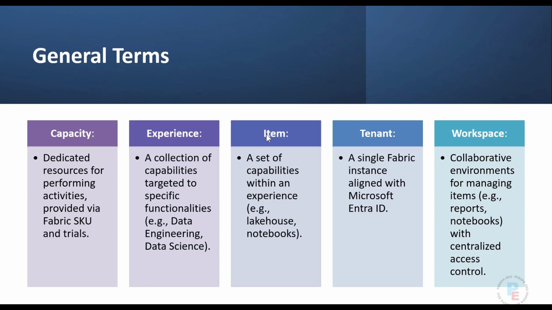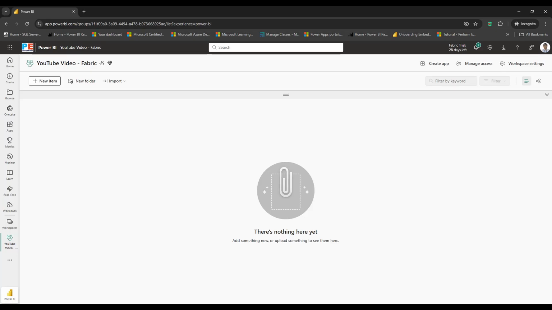And then the next one is item. Now you are working with the items. The moment you have created the workspace and opened it, you have to add an item. An item is a set of capabilities within an experience, like for example Lakehouse and notebooks. We are using a Lakehouse as an item and we are adding that and we are working on that. An experience is nothing but a collection of capabilities targeted to specific functionalities, like data engineering, data science, Power BI. These are the experiences.